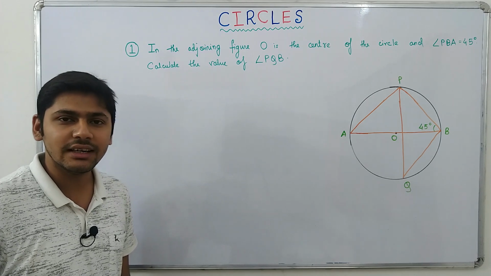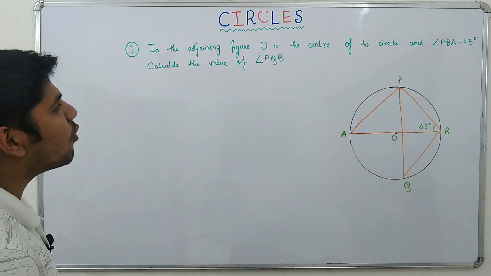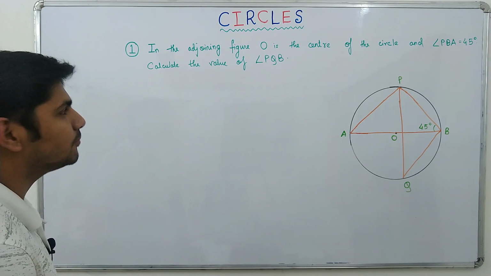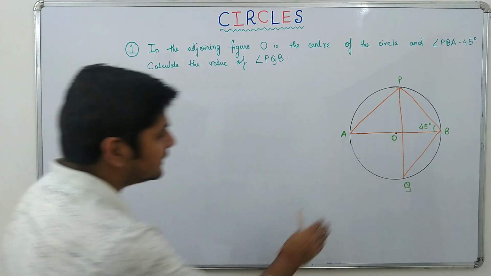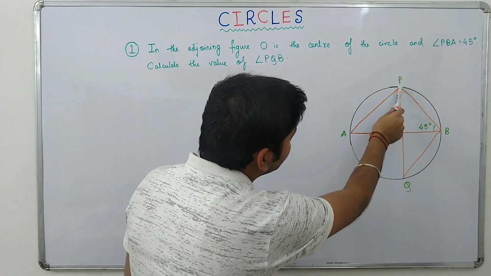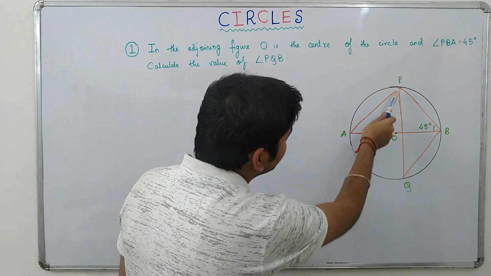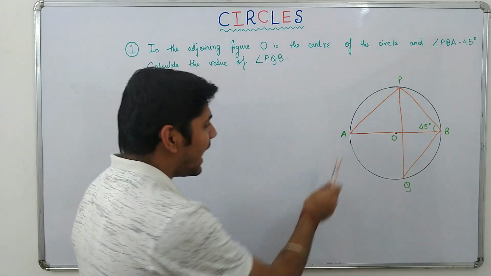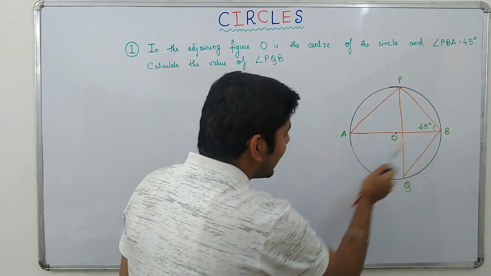Now we have the first question. Let's solve it. Question number 1. In the adjoining figure, O is the center of the circle and angle PBA is equal to 45 degrees. You have to calculate the value of angle PQB. This is the given figure. O is the center of the circle. Angle PBA is given as 45 degrees. We have to calculate angle PQB.